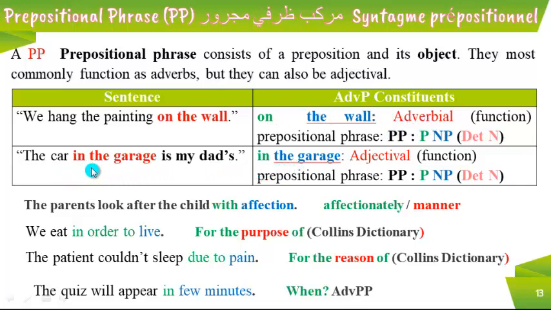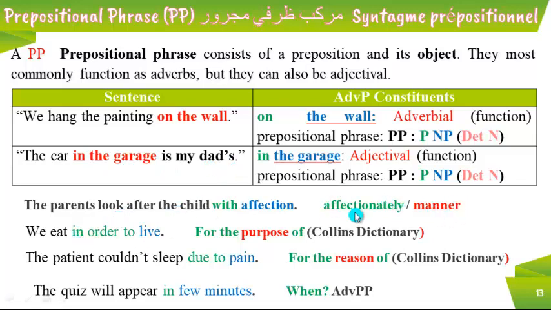Now, the car in the garage is my dad's. So in is preposition, noun phrase. So it is adjectival prepositional phrase. It is prepositional phrase, but it has the function of an adjective. We can ask the question, which car? The car is my dad's. Which car? So it is the car in the garage.